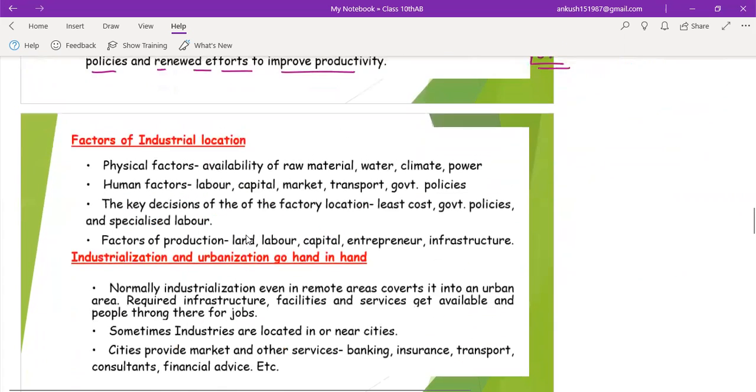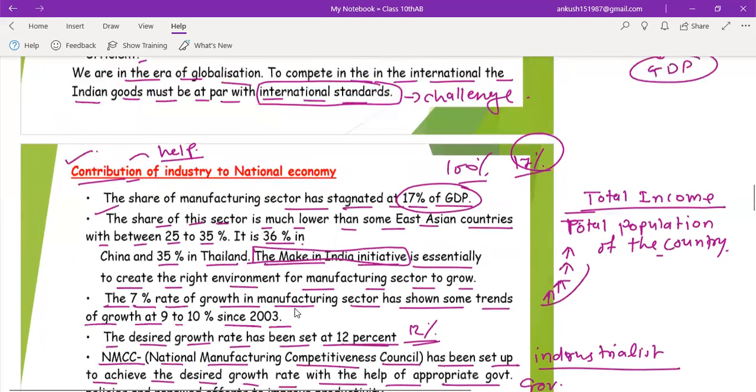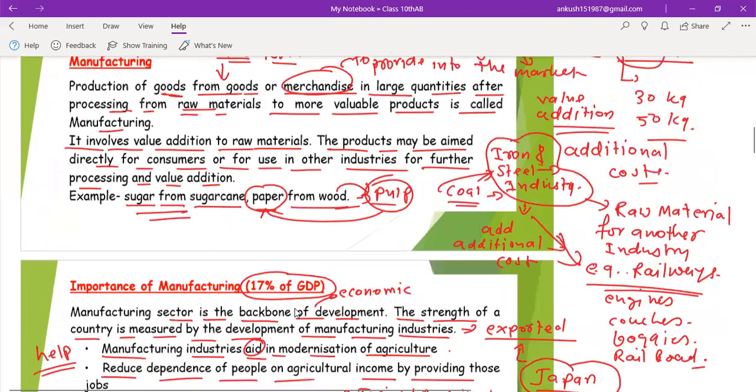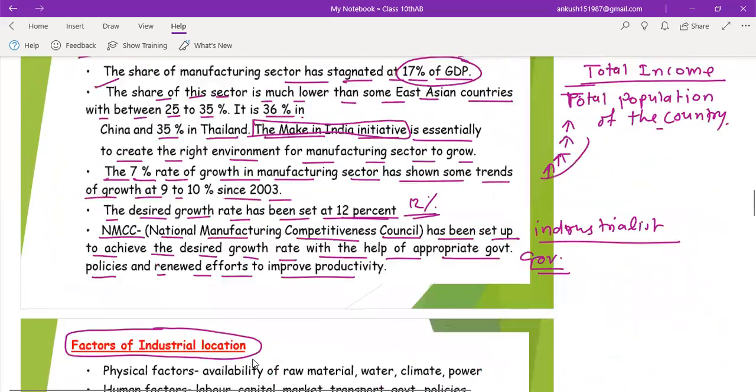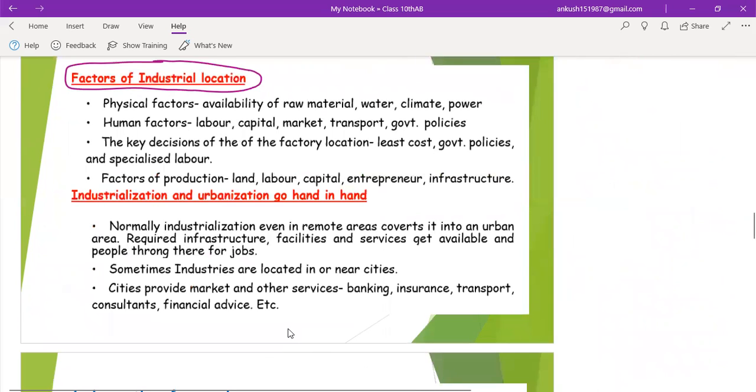Now, the factors of industrial location. Now we have seen the importance, the relationship of the industries and agriculture, the agro-based contribution of industries. Before that, the importance of manufacturing, what manufacturing is. Now it is the time to understand what kind of factors are responsible for setting up industries. One thing is for sure: wherever the raw material is available, the industry which depends totally upon that raw material would be set up nearby. Do you agree with this point?